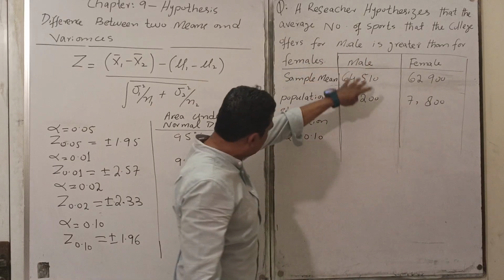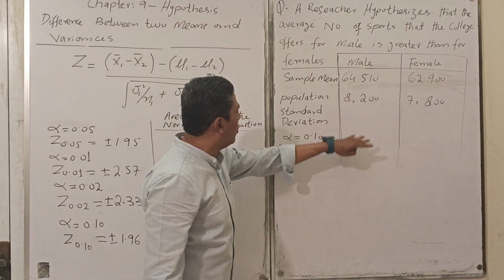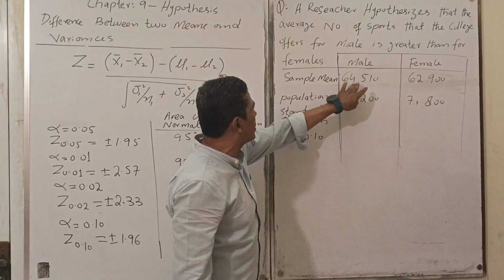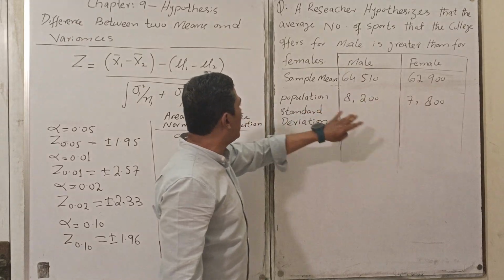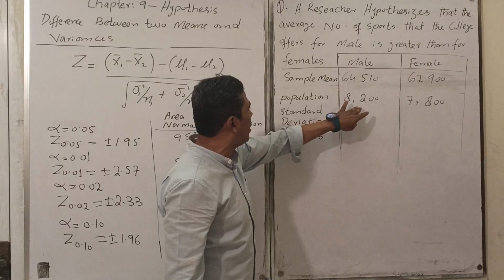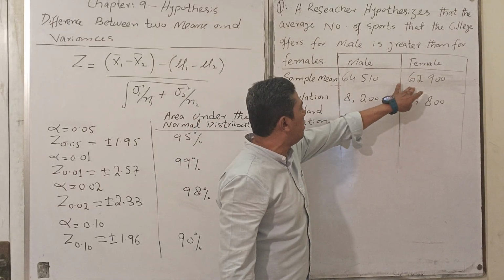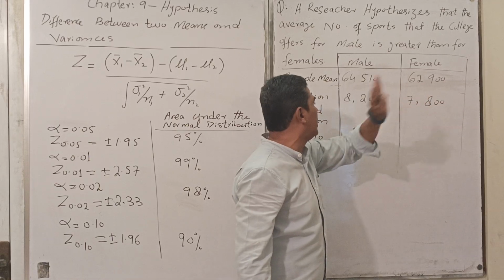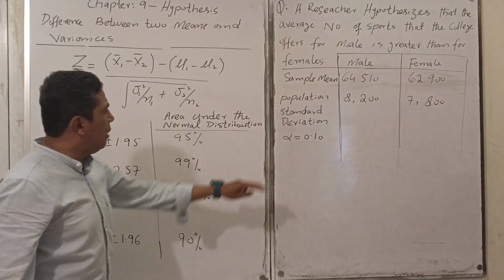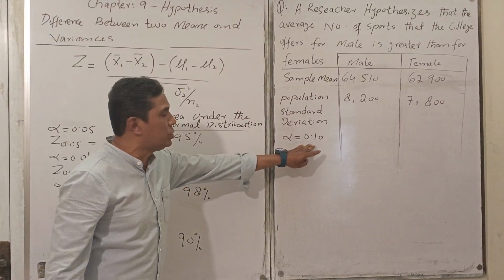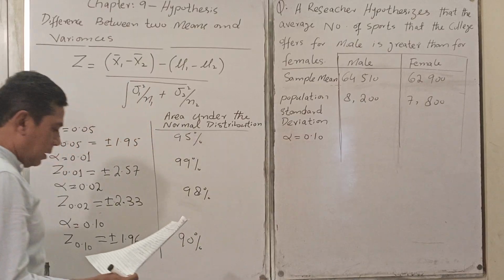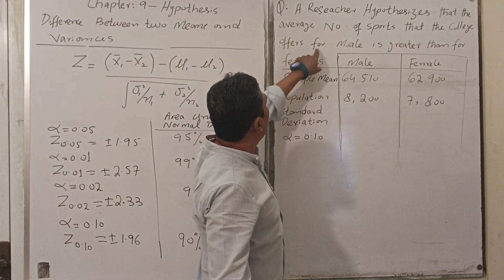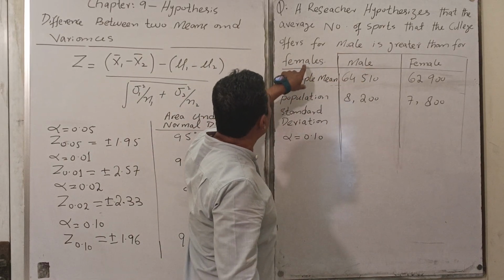Okay, a researcher hypothesizes that the average number of sports that the college offers for male is greater than for female, and these are the given statistics. The sample mean for male students is 64,510, and the population standard deviation is 8,200. Similarly, the sample mean for female students is 62,900 and 7,800 for the standard deviation. Okay, alpha is 10%, that is equal to 0.10. Now you have to test what? Greater than. Look here, offer for male is greater than for female.